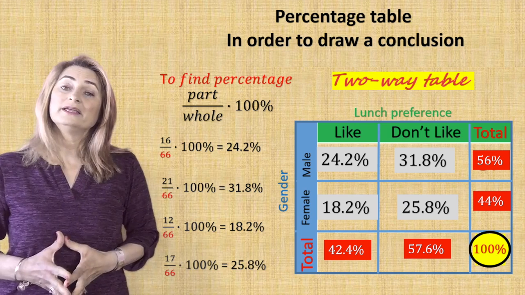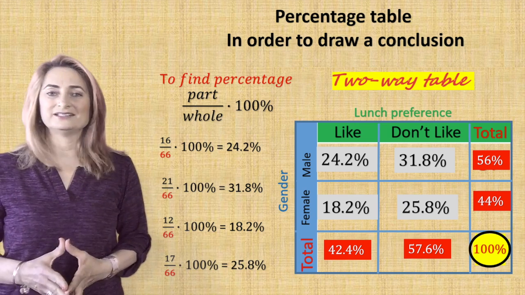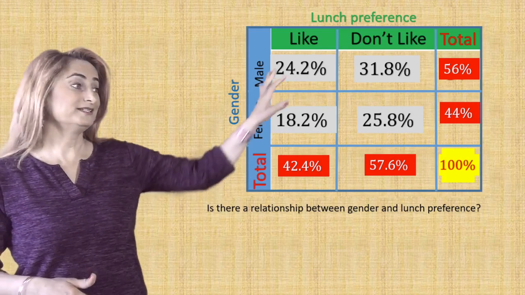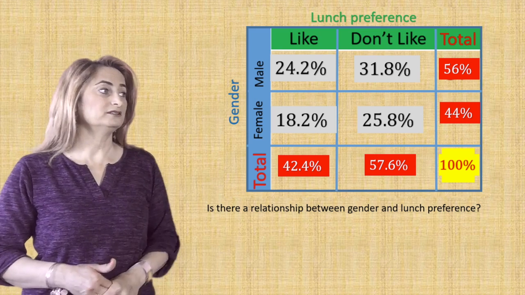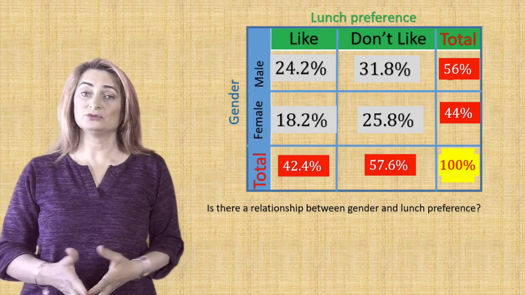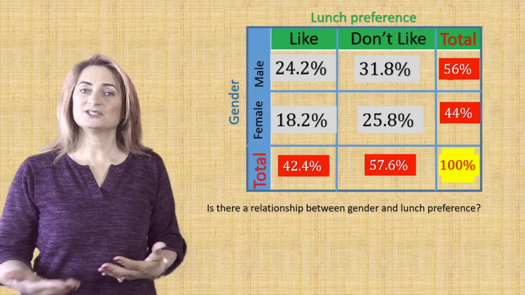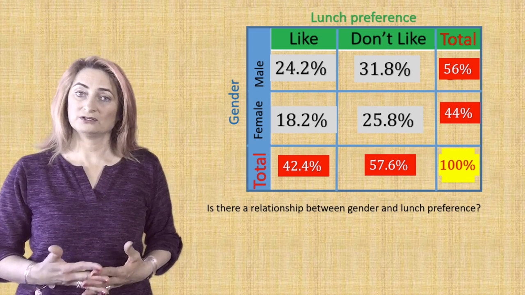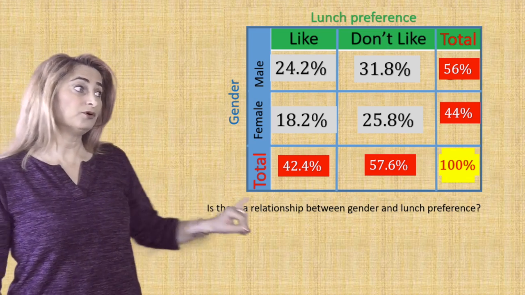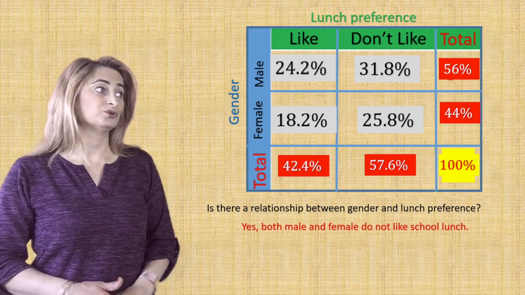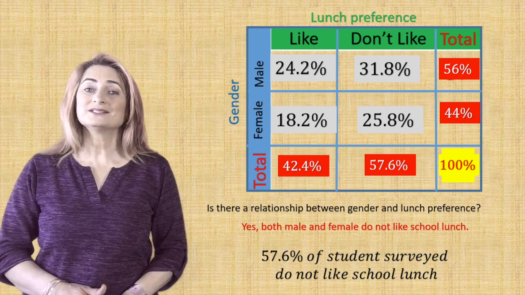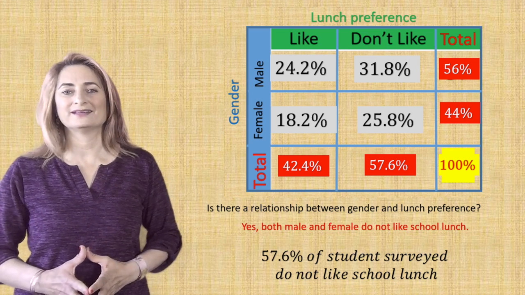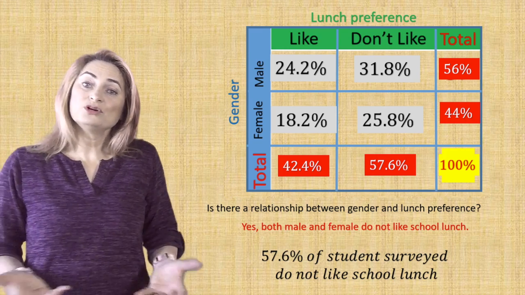Now let's draw a conclusion and see if there is a relationship between gender and lunch preference. So here's the table. Do they like the school lunch? Do males or females like the school lunch more? Do they both like school lunch? From the percentages, I can draw conclusions. I can say yes, both males and female do not like school lunch, because 57.6% of people surveyed, whether male or female, do not like school lunch. And that is more than half.